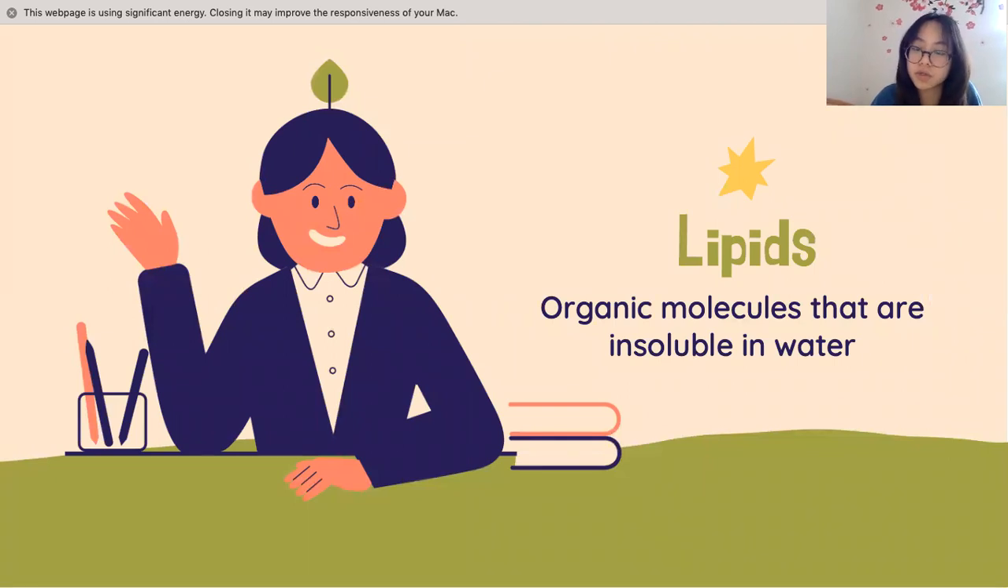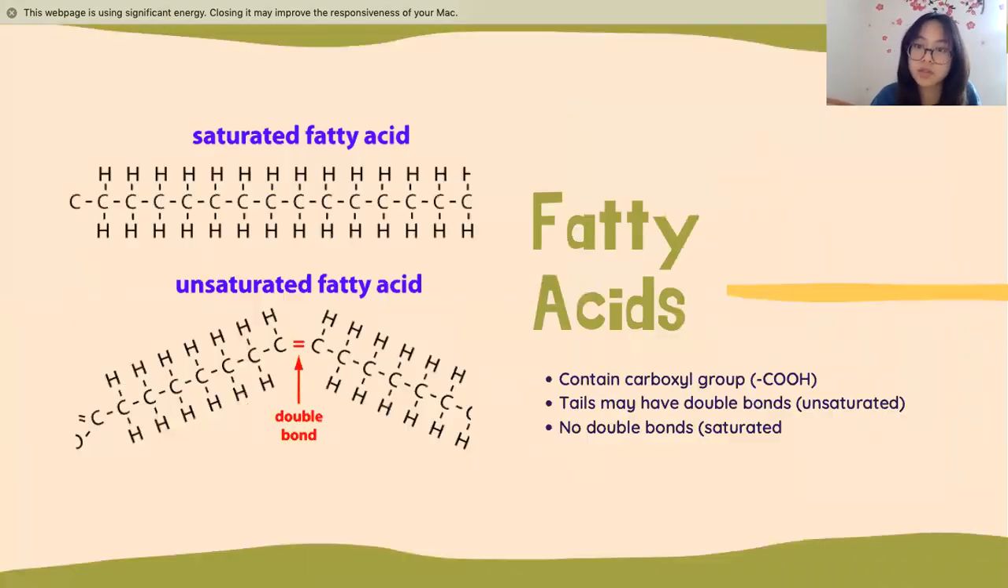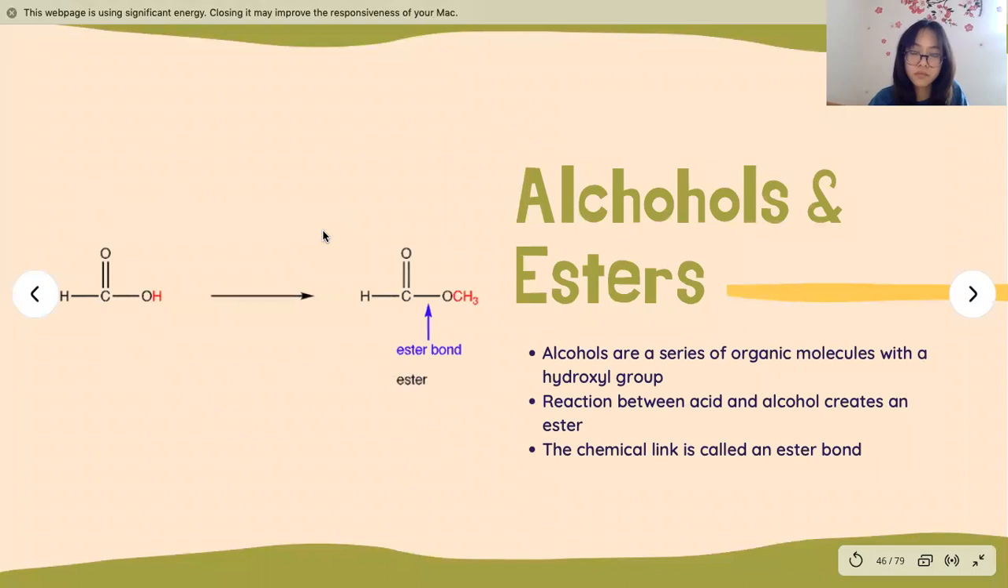Next up is lipids, which are organic molecules that are insoluble in water. Fatty acids are a type. They contain the carboxyl group, and the tails may have double bonds, which are unsaturated, as you can see here, or no double bonds, which is saturated. So next are the alcohols and the esters.